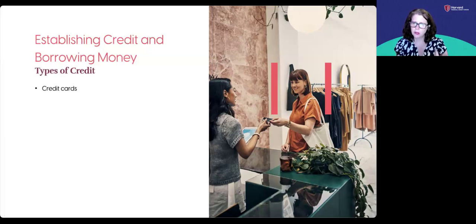Okay. So we've gone over credit scores and reporting. And now we're going to talk a little bit about how you can build your credit history. One great way to build credit is with a credit card. They are issued by financial institutions. You can get a credit card at Harvard FCU. And again, we have those promos going on if you open a new credit card in our branch.